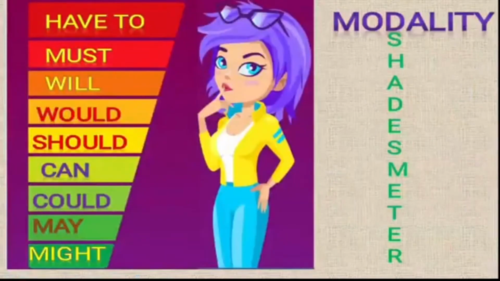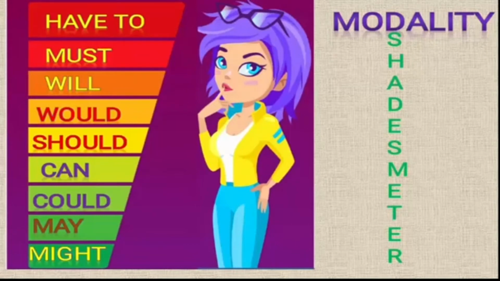Okay, so children, when you have learnt about the possibility or the probability of these modals, we will have to learn that these modals are used according to the shades meter to express the degree of the possibility or the modality.